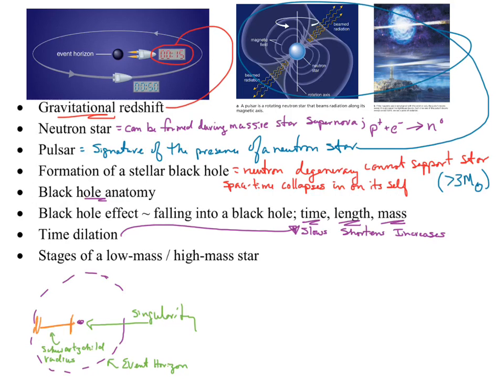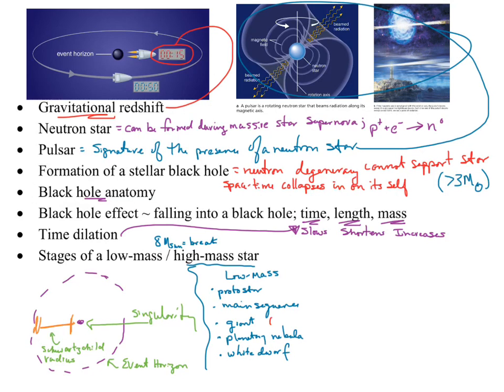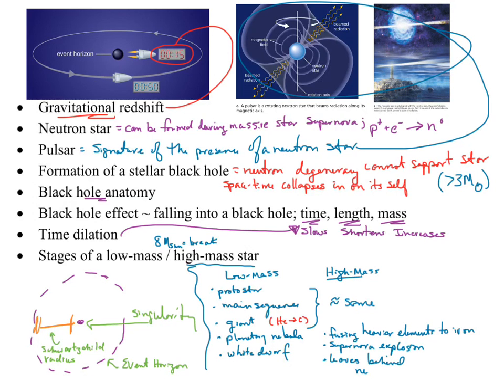Last but not least, I went ahead on the bottom here and wrote out what happens to a low mass star as it lives its life, and then a high mass star. So low mass is a protostar, then a main sequence star, and then a giant. And in red I put it eventually will form carbon in its core, then a planetary nebula, then a white dwarf. And then for the high mass, I said those first several steps are basically the same for high mass stars.